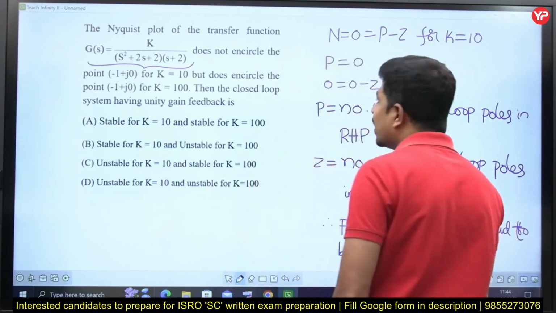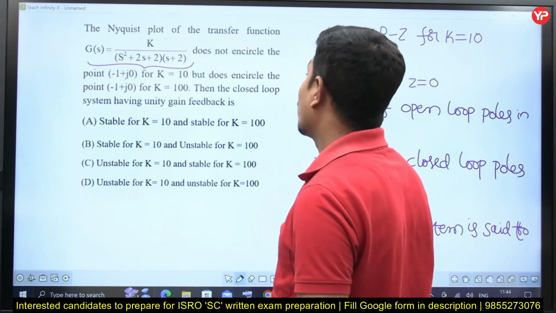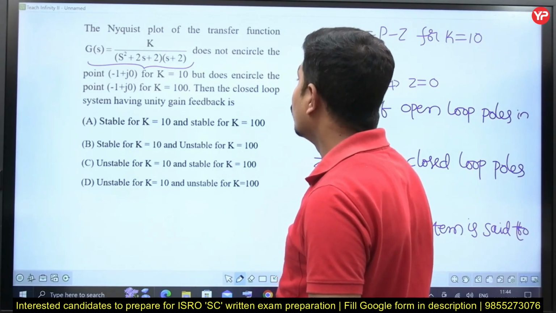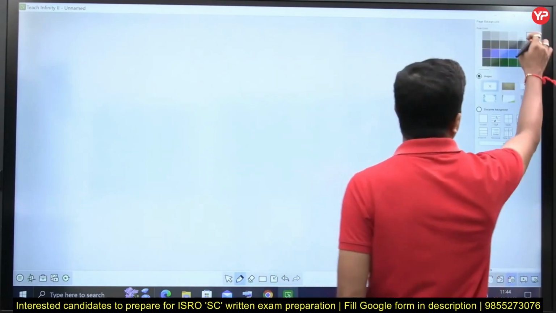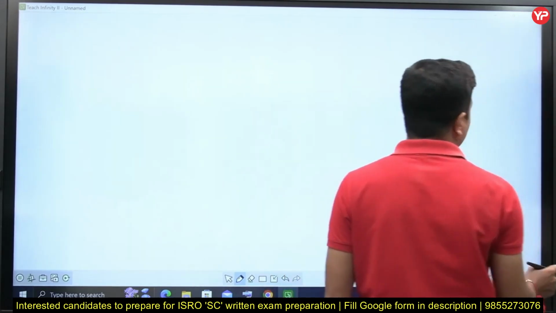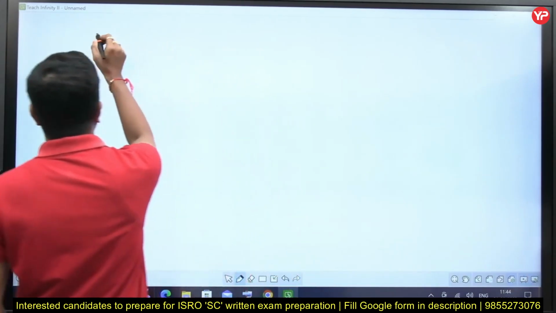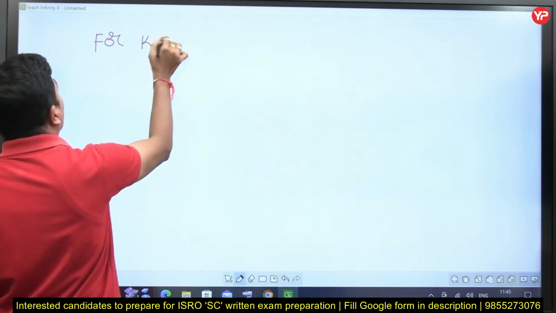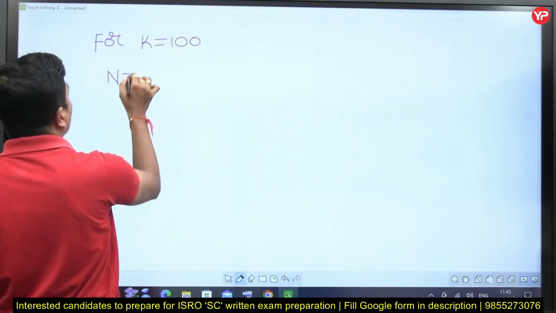Now let's read further. It says it does encircle the point minus 1 plus j0 for K equal to 100, then the closed loop system having unity gain feedback is... He is saying that for K equal to 100 it is encircling, but how many times he did not give. But N is not equal to 0 for K equal to 100.